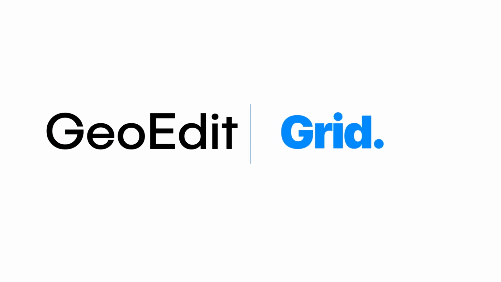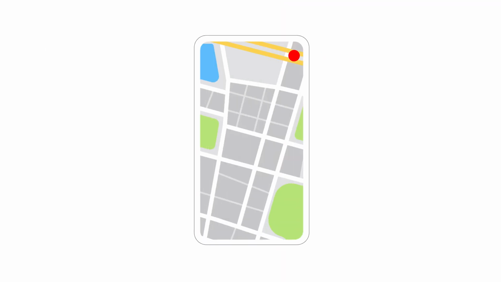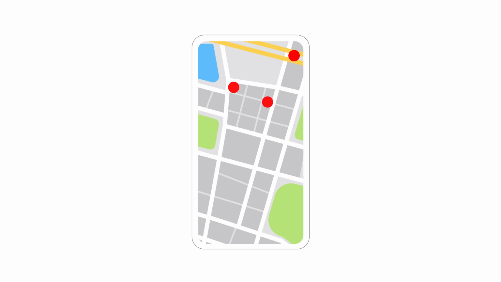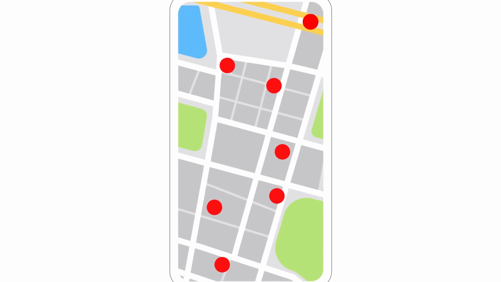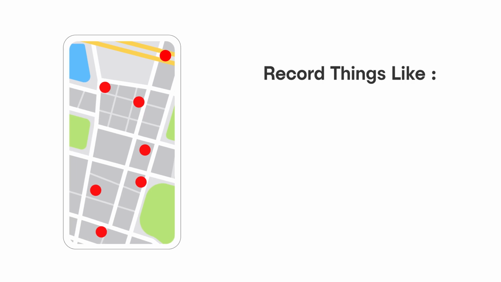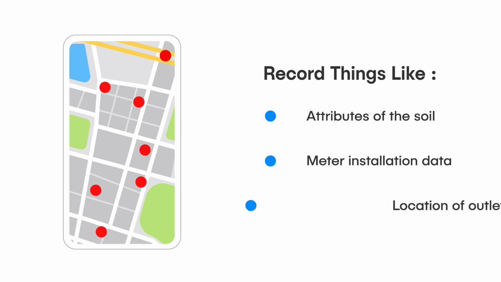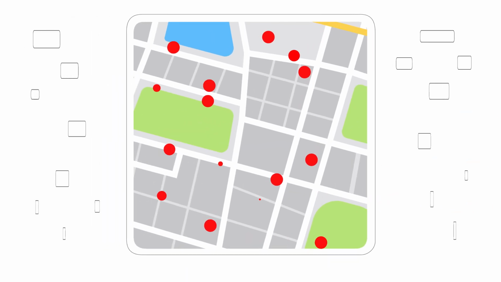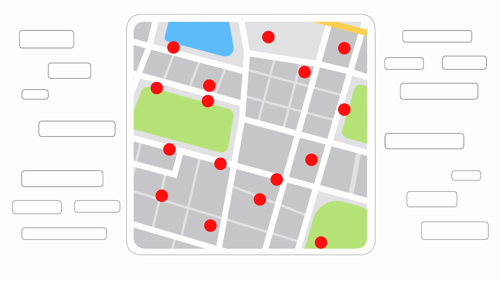Introducing GeoEdit by Grid, a super easy way to record geographical information by easily tagging any location through the app and then viewing it on a map to enrich the data. Grid now lets you add data to those locations and record data attributes for processes like soil sampling, meter and asset installation, store locations, basically any data linked to a geographical location.